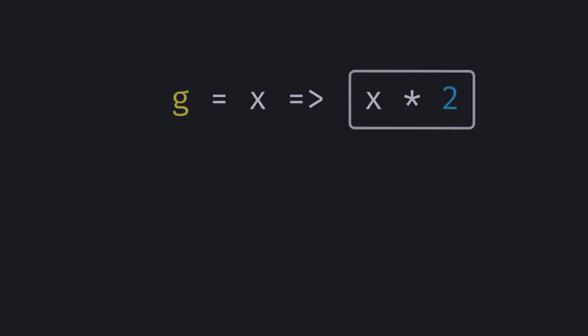So now, what if we had a function called g that takes a number, multiplies it by 2, but returns a promise of the result?